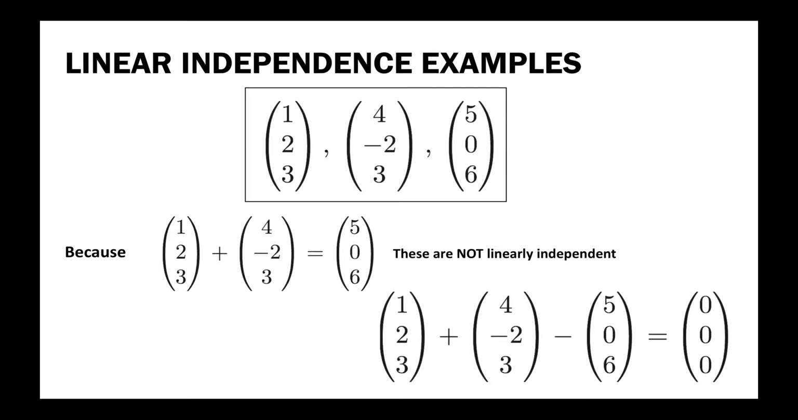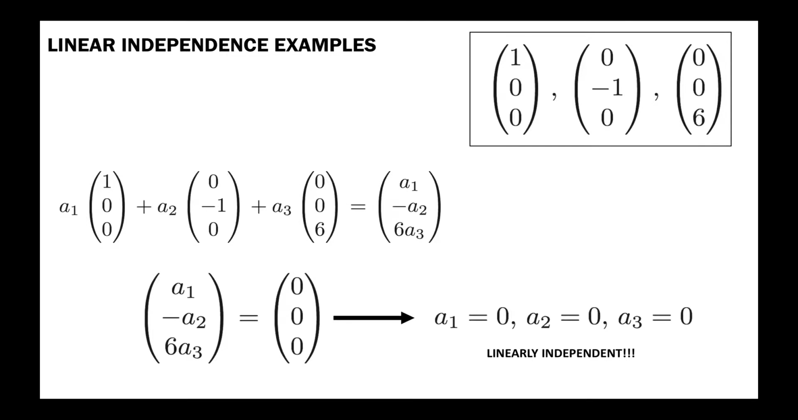Well, what about the other case, linear independence? Let's consider these three vectors. To check for linear independence, I form the most general linear combination of these three vectors that I can, and I see if I can get 0 from this linear combination. So to form the linear combination, I multiply each vector by its own constant: a1 times the first vector, a2 times the second vector, and a3 times the third vector. And when I compute this sum, I get this vector, which would be a1, minus a2, 6a3.